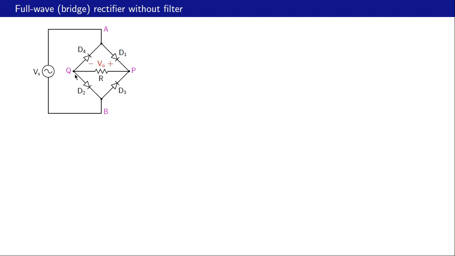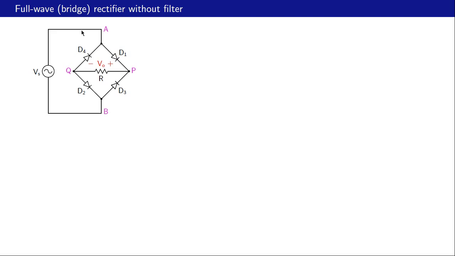Now let us look at the current path when Vs is positive and when Vs is negative. When Vs is positive, node A is at a higher potential than node B, and the current flows from the source through D1, through R, then through D2, and then back. When Vs is negative, node B is at a higher potential than node A, and then the current flows from the source through D3, through R, through D4, and then back.